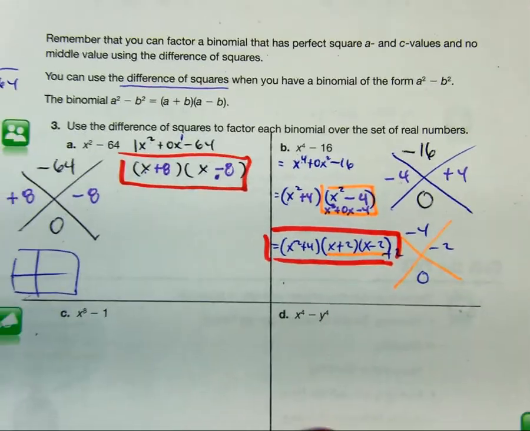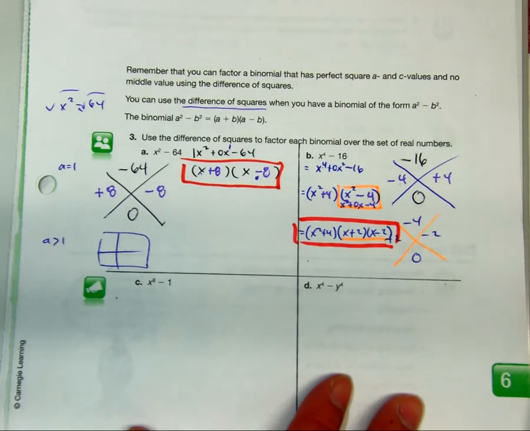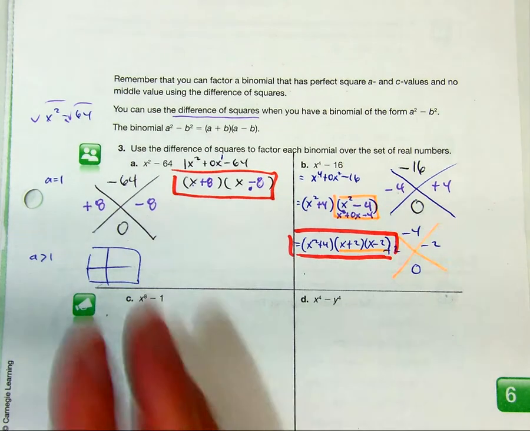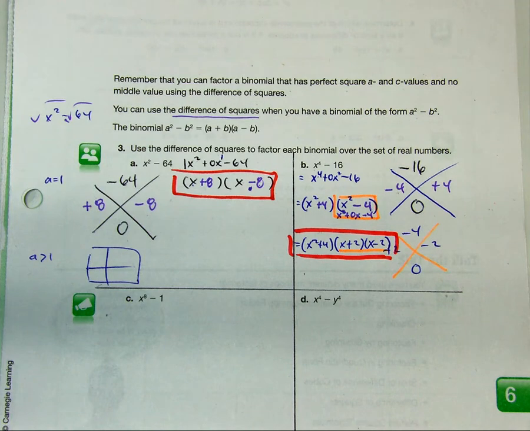So two different problems, different methods. Notice in these problems I could use the x method. I'm not using the sum or difference of cubes because I don't see the power of 3.